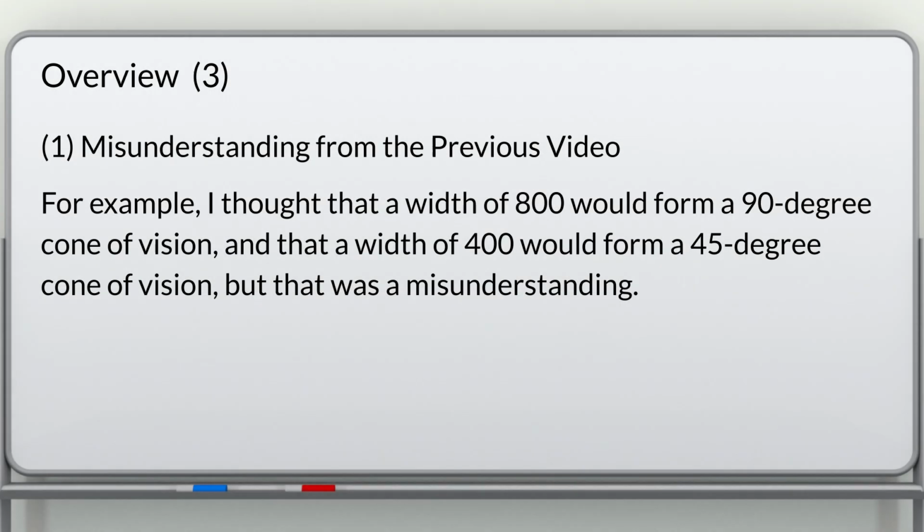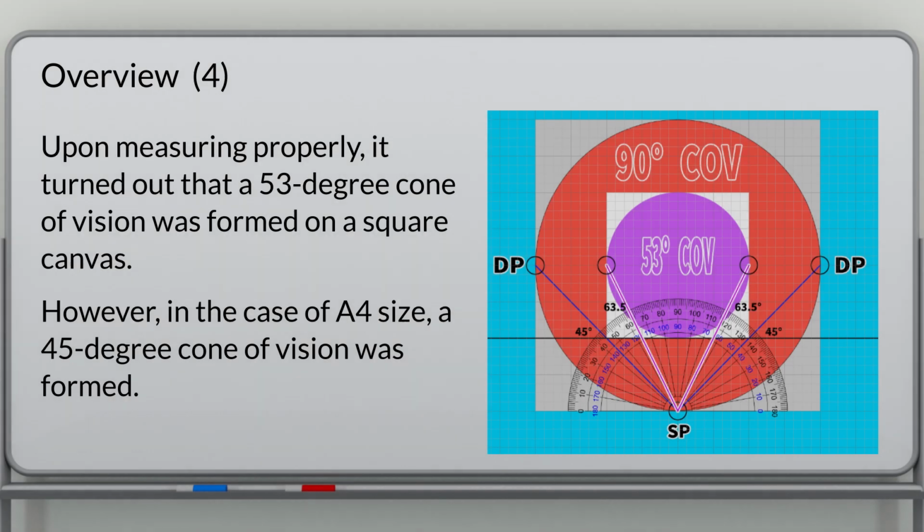I will explain a misunderstanding from the previous video. For example, I thought that a width of 800 would form a 90-degree cone of vision, and that a width of 400 would form a 45-degree cone of vision, but that was a misunderstanding. Upon measuring properly, it turned out that a 53-degree cone of vision was formed on a square canvas. However, in the case of A4 size, a 45-degree cone of vision was formed.